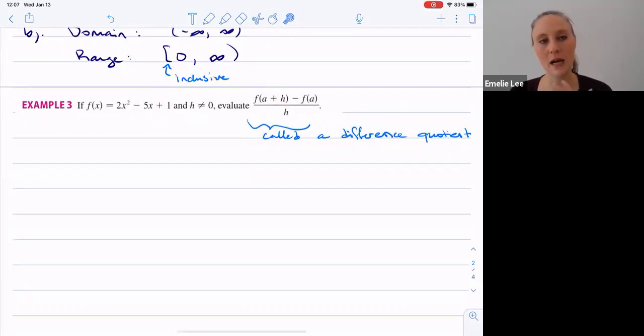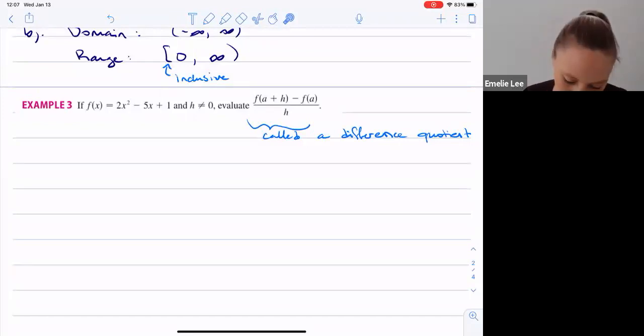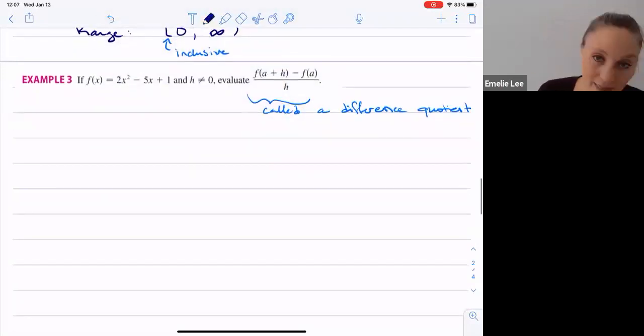Whether you construct f of a plus h and f of a on their own and then put them together, that's fine. I'm going to start getting you in the habit of constructing them all on the same line, but it can get confusing. So if you find it confusing, then feel free to construct them as standalone objects and then put them together.